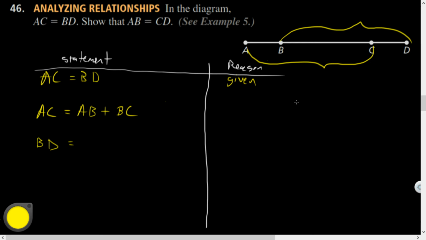So I'm hearing someone did a segment subtraction postulate, which doesn't technically exist. What that ends up being is the segment addition postulate plus the subtraction property of equality, which I'm going to more formally walk out. But yeah, your logic is identical. So BD is going to equal, I'll call it CD plus BC. Now, these are all true by segment addition postulate.